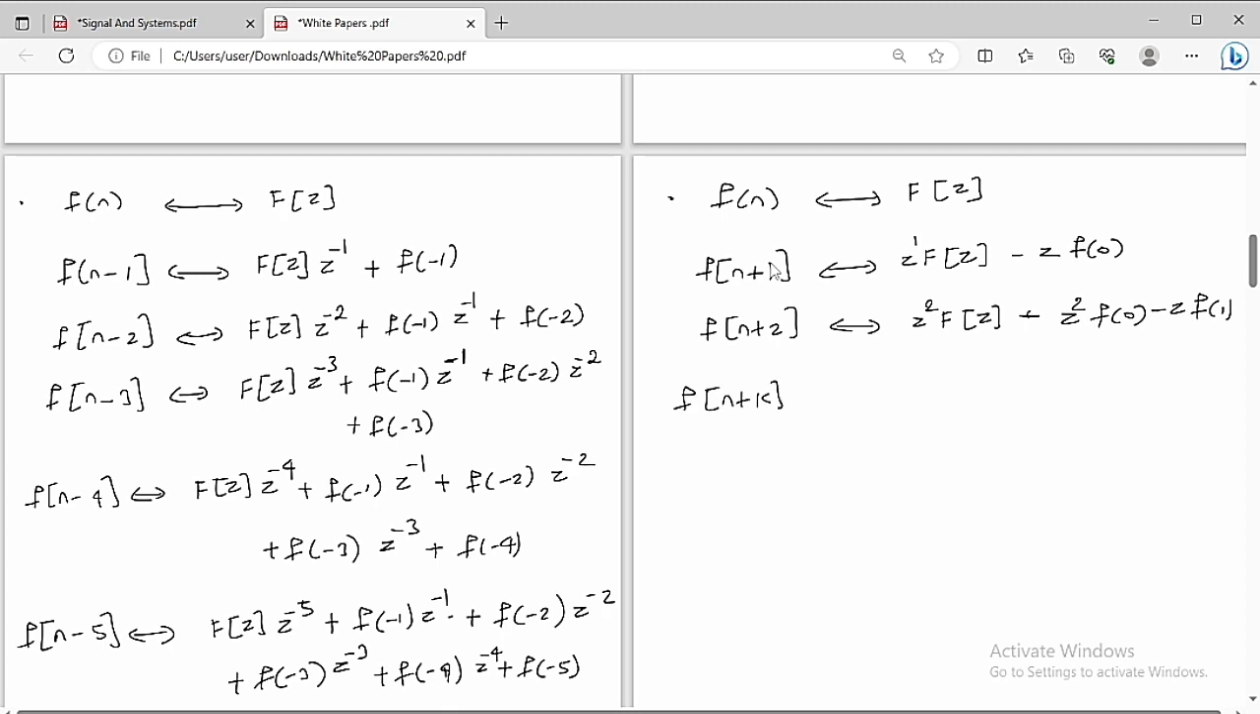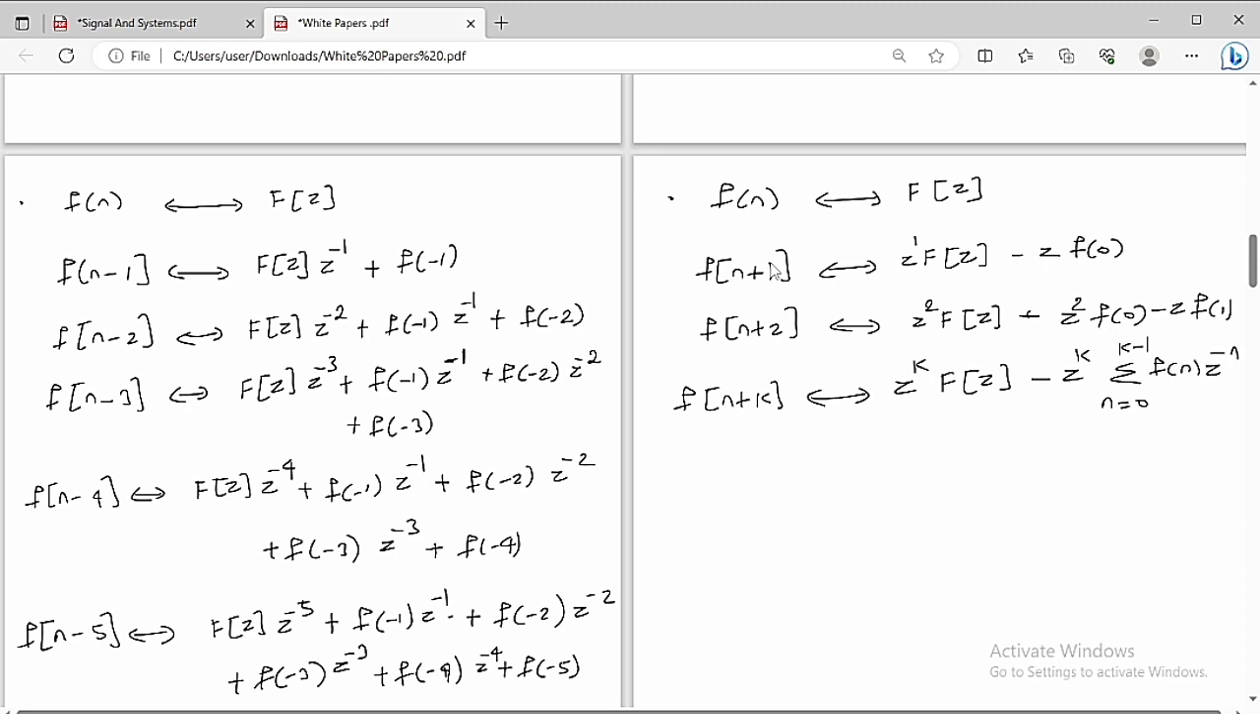So I want you to remember this general format, f of n plus k, where k is positive. The unilateral Z transform is z to the power of k into F of z minus z to the power of k into sigma n is equal to 0 to k minus 1 of f of n into z to the power of minus n.